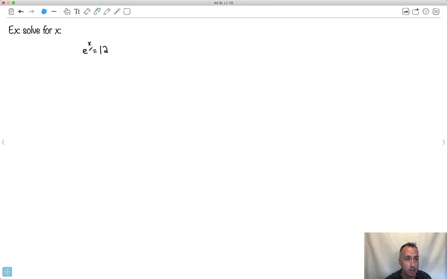Let's actually see then if we can solve something for real now. So for reals, we're going to try to solve for x exactly. We're going to do this without a calculator.